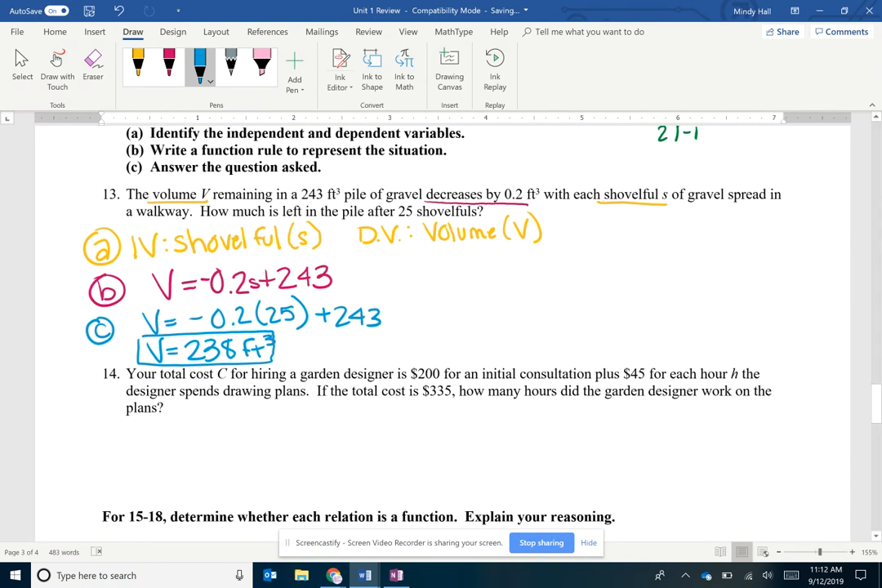All right, so then we'll do the same for 14, starting with A. Your total cost, C, for hiring a garden designer is $200 for initial consultation plus $45 for each hour, H, the designer spends drawing plans. If the total cost is $335, how many hours did the garden designer work on the plans?